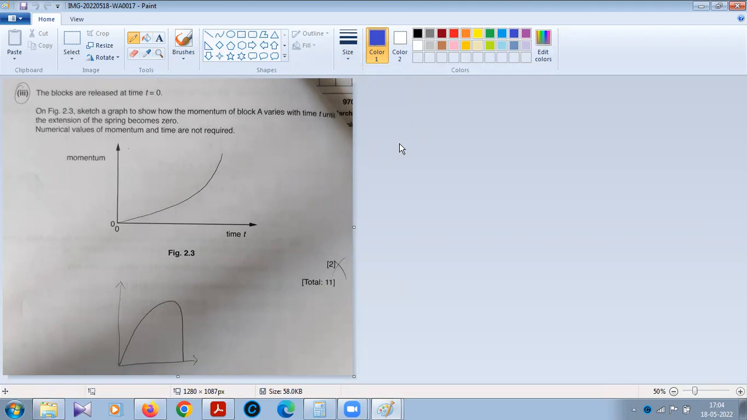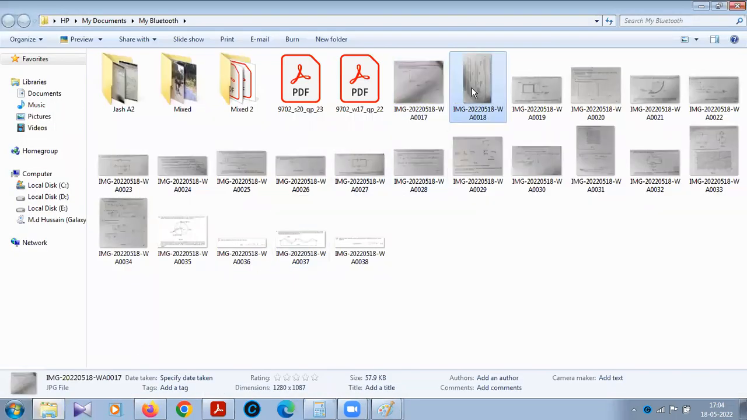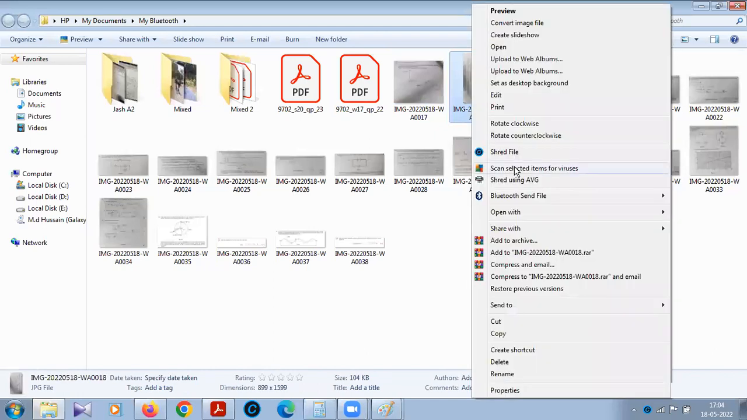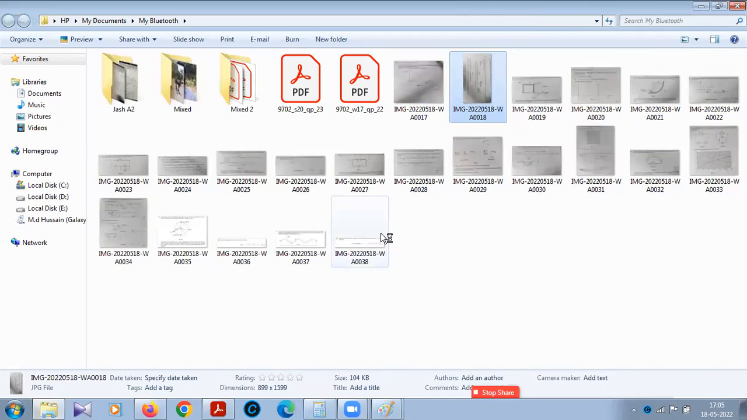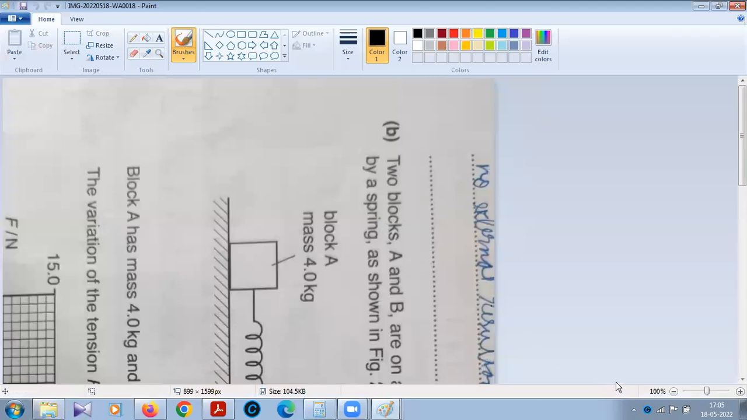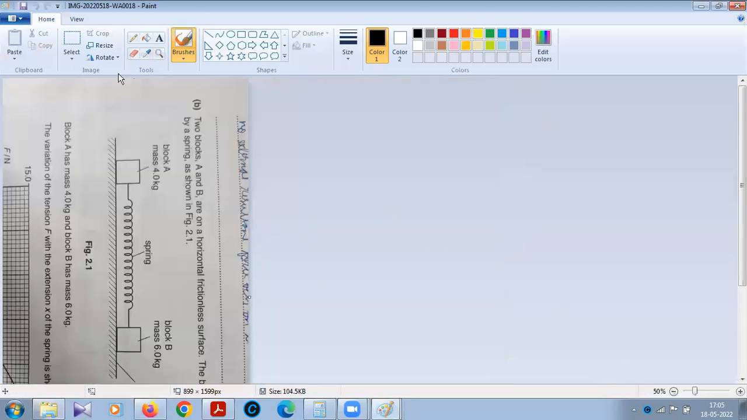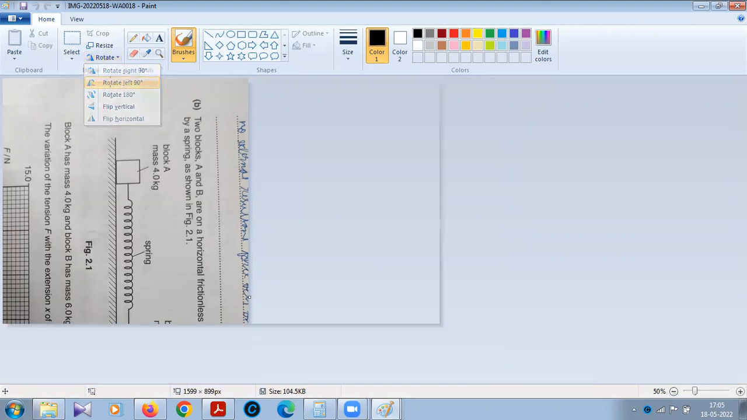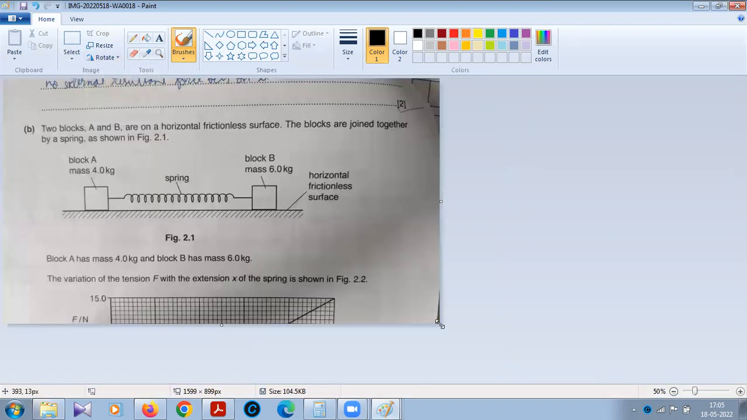The blocks are released at t equal to 0. So I've sent the question before this, the actual question, the main question. Sorry, you have to rotate it. Yeah. Okay.